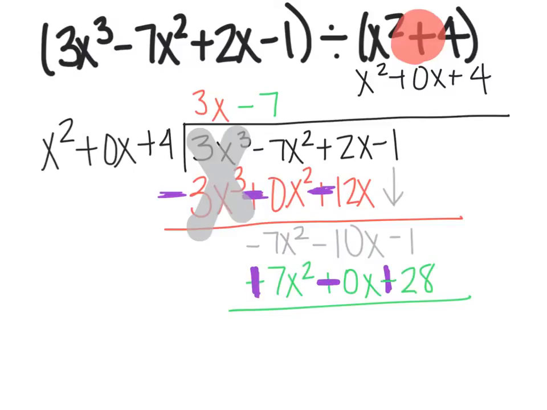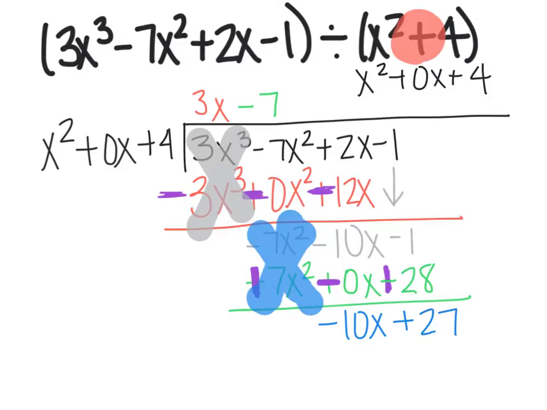So I can combine my like terms now. I have negative 7x squared and positive 7x squared. These are going to cancel. Again, these should cancel. If they don't cancel, you did something wrong. And then I have negative 10x minus 0x, which would just be negative 10x. And then I have negative 1 plus 28, which is going to be 27, a positive 27.